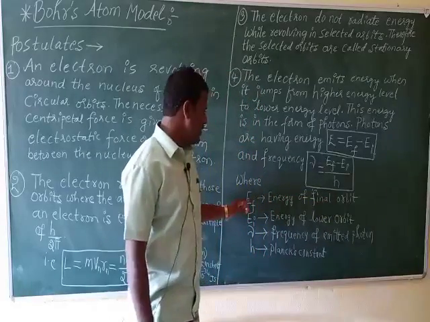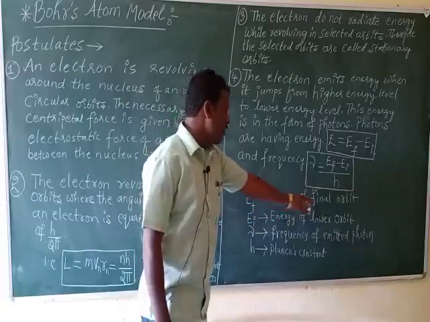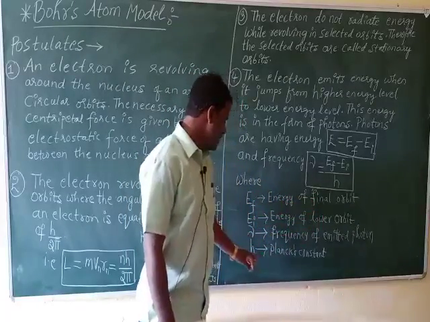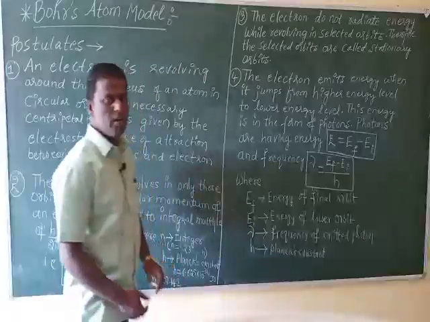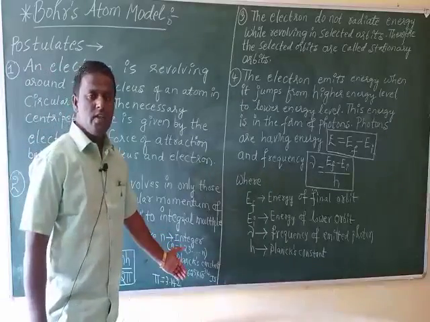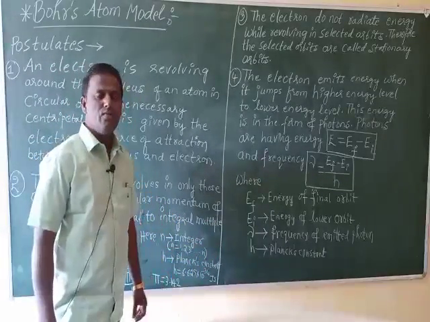Where E_f is the energy of the final orbit, E_i is the energy of the lower orbit, nu is the frequency of the emitted photon, and h is Planck's constant. What is the value of Planck's constant? 6.625 times 10 to the power of minus 34 joule second.